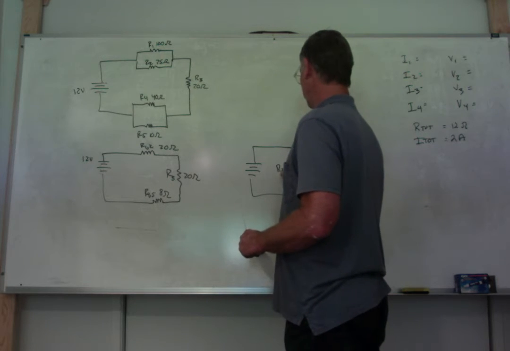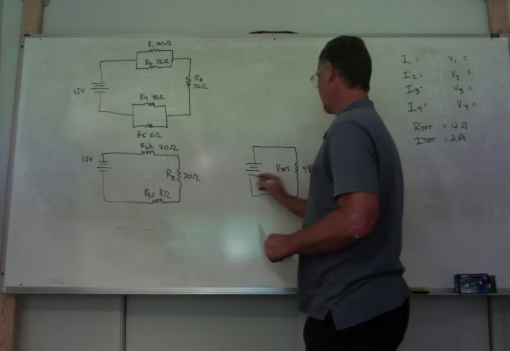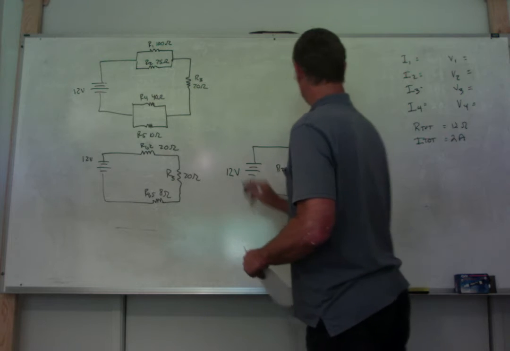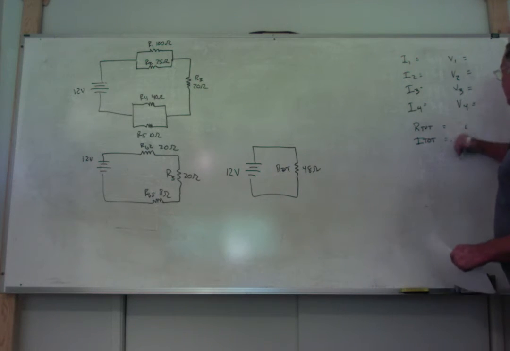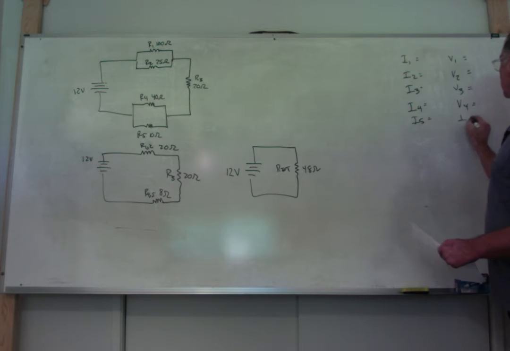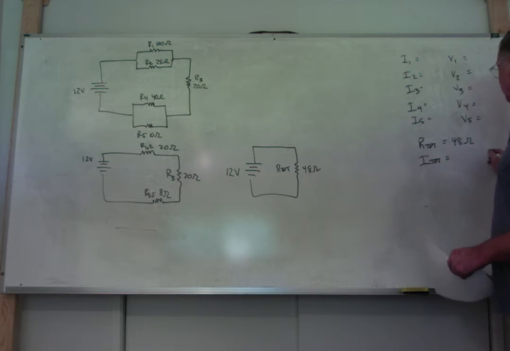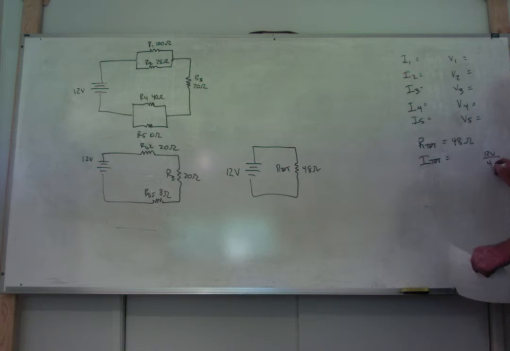Our total is going to be 20 plus 20 plus 8, 48 ohms and 12 volts. And so coming over here now, and by the way, I need to add one more, I5 and V5. And you're going to have to find out what our total is. We know that now, 48 ohms. And I total, and we will know what that is. That is 12 volts divided by 48 ohms. And that would be 0.25 amps.